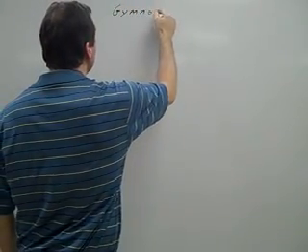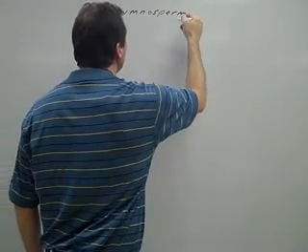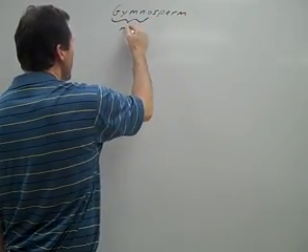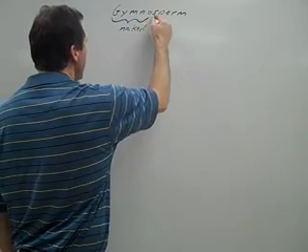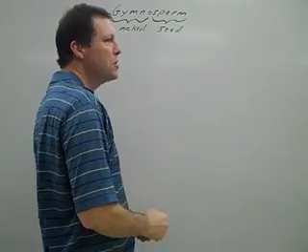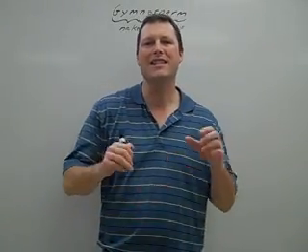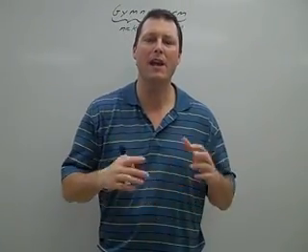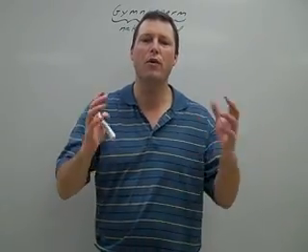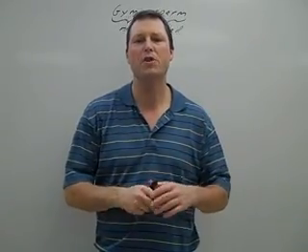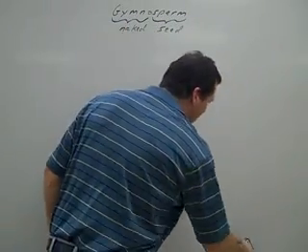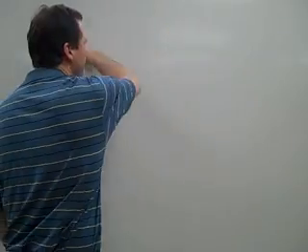Gymnosperms actually means naked seed. Gymno means naked, and sperm means seed. So these produce naked seeds, seeds that are not surrounded by a fruit, like the angiosperms, or the flowering plants. They're surrounded by a fruit. Gymnosperms aren't like that. Now, let's go ahead and talk about the life cycle of a gymnosperm.